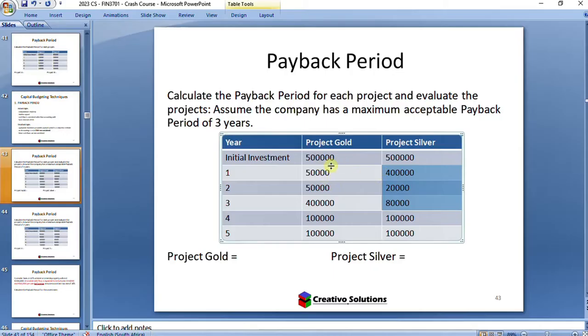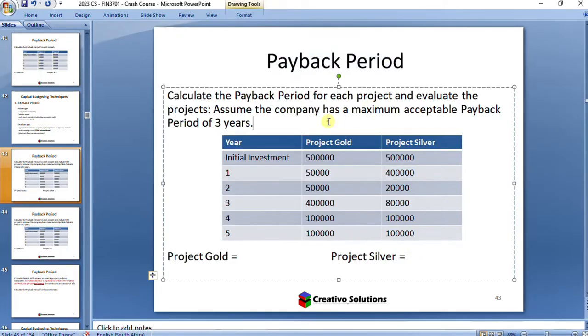The lesson to take away from this slide is have a look at the cash flows. Are these cash flows equal? No. Project Gold doesn't give much in the beginning, but more at the end. Project Silver gives more at the beginning, but less at the end. This is why payback period is not very good, because it doesn't take time value of money into consideration. And that's why we have something better, which is called net present value.